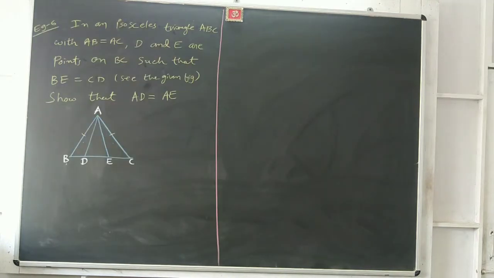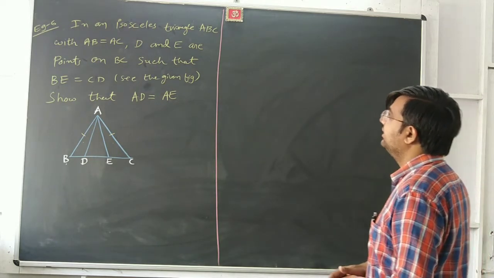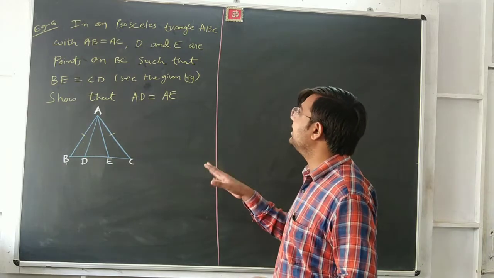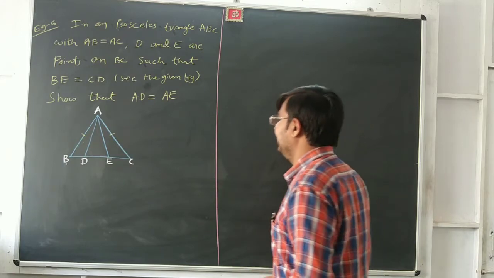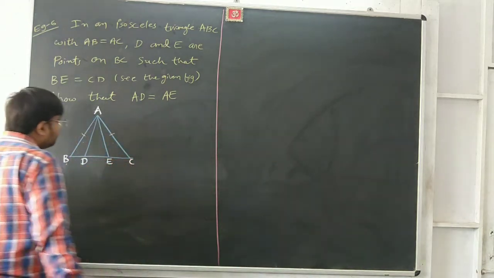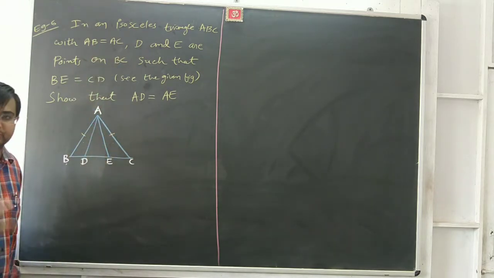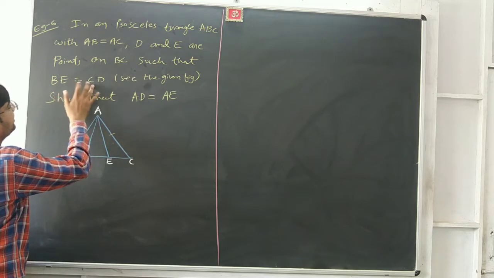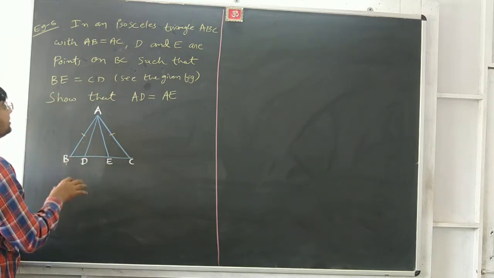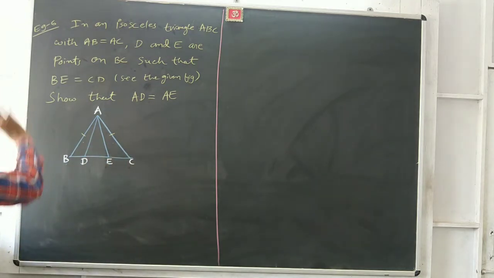Okay, now example number 6. In an isosceles triangle ABC with AB equal to AC, D and E are points on BC such that BE is equal to CD. Okay, see the figure carefully. First of all, it is given that AB is equal to AC, so I can mark AB and AC as equal. Second, D and E are points on BC such that BE and CD are both equal. It is given by the question.